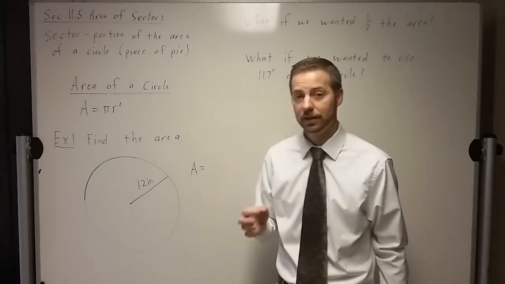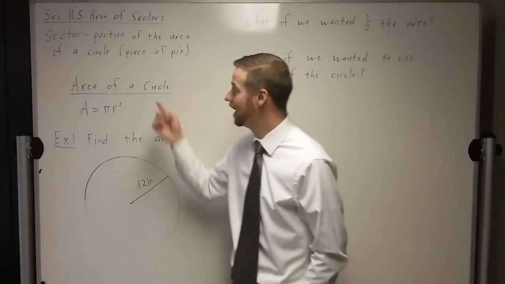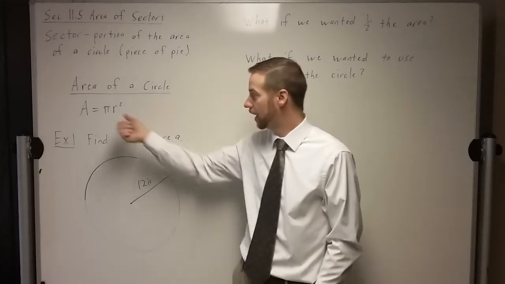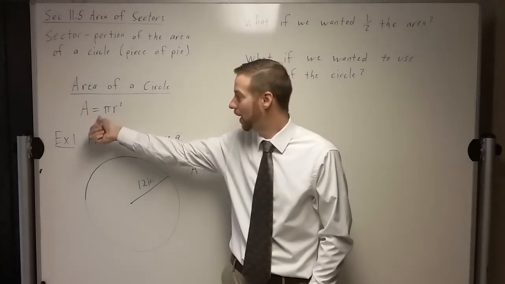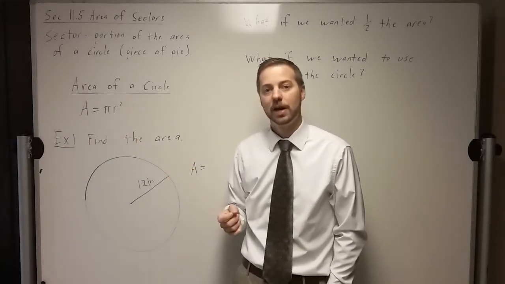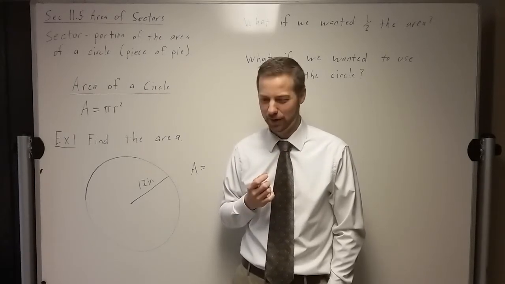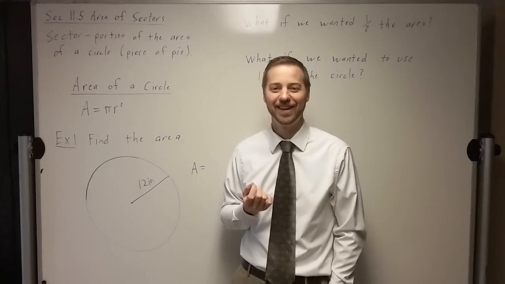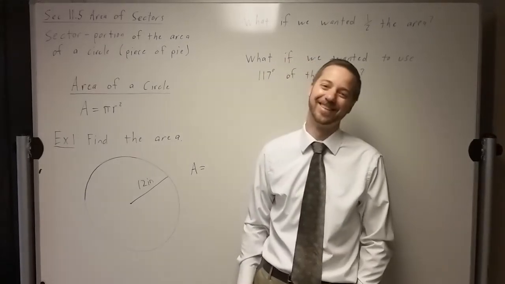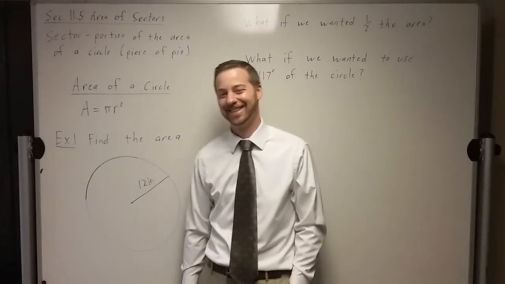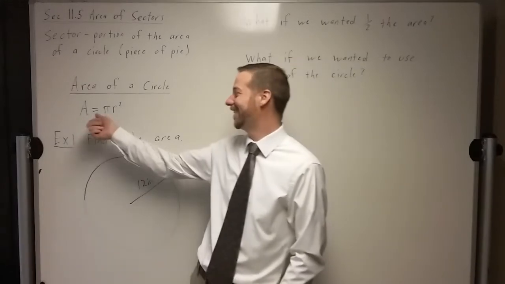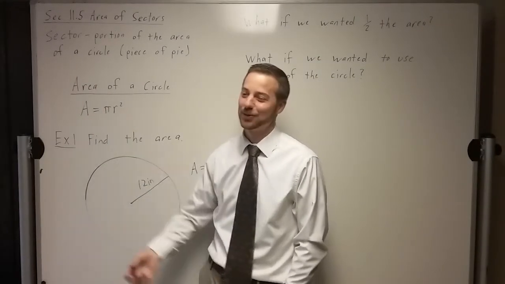So first off, let's talk about how to find the area of a circle. So area of a circle, area is pi r squared. So wait a second, something doesn't seem right there. Pi r squared, pi are round, aren't they? Oh, good math jokes. That's good stuff, isn't it? But the area is pi times radius squared.